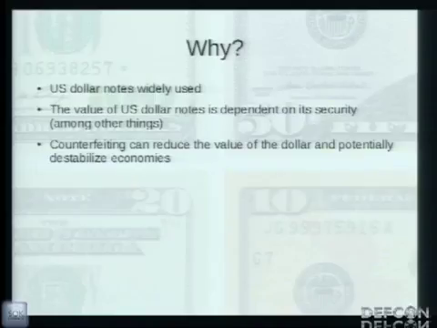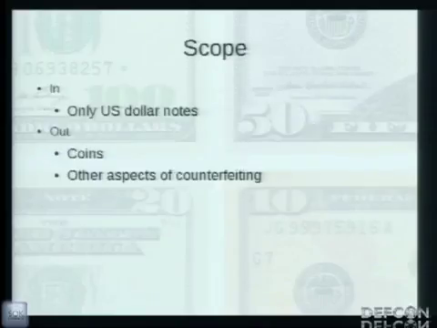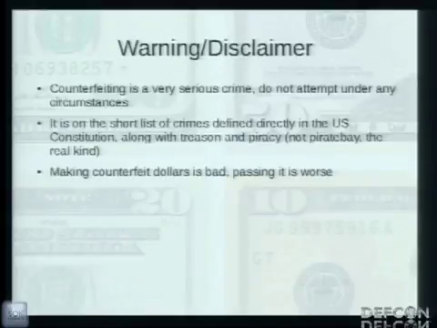And this has been done in the past in wars, including World War II, the Civil War, and the Revolutionary War. Now for this talk, I'm only going to be talking about US dollar notes. And as far as counterfeiting, I'm only going to talk about counterfeiting attacks in regards to the analysis of the features on US currency. So this will not be a how-to as far as counterfeiting. And I'm not going to be talking about coins or any other currencies. Now, before I continue, I'm sure you all know, but I'd just like to say for the record, that counterfeiting is a very serious crime.